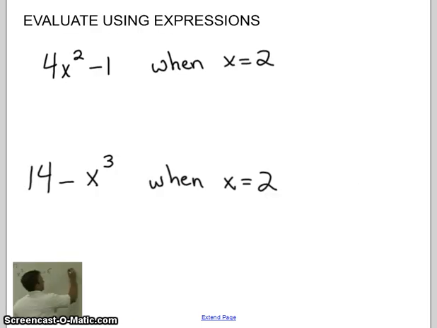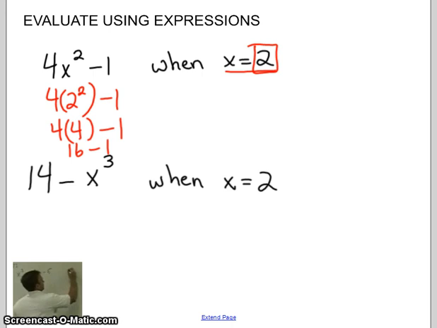Okay, so let's look at a couple examples here. We're going to evaluate expressions. We have 4x squared minus 1, and we're going to evaluate it when x equals 2. So the value for x is 2. So we're going to take 2, plug it in for x, and evaluate that. We have our exponent first, 2 squared, which is 4. So we have 4 times 4 minus 1. Next step, we do multiplication or division from left to right. We have multiplication. 4 times 4 is 16. And then we are left with 16 minus 1, which is 15.